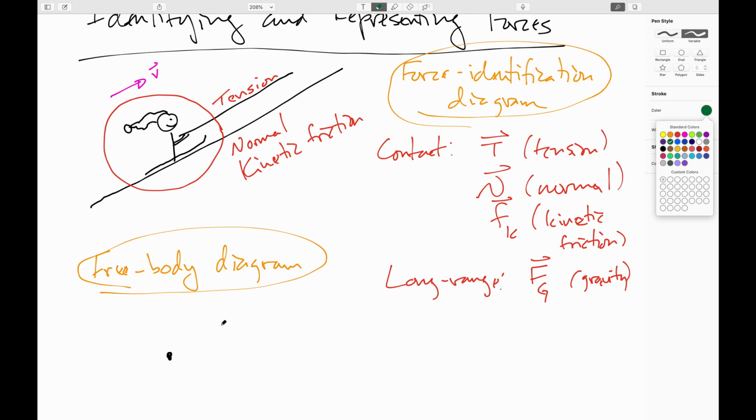So for instance here, this would be our tension. And notice here I'm making it line up with the string, and I know it's going up. Why? Well, first off, if I cut the string, then we know that we're going to go sliding down, right? So it must be that it's pulling up.